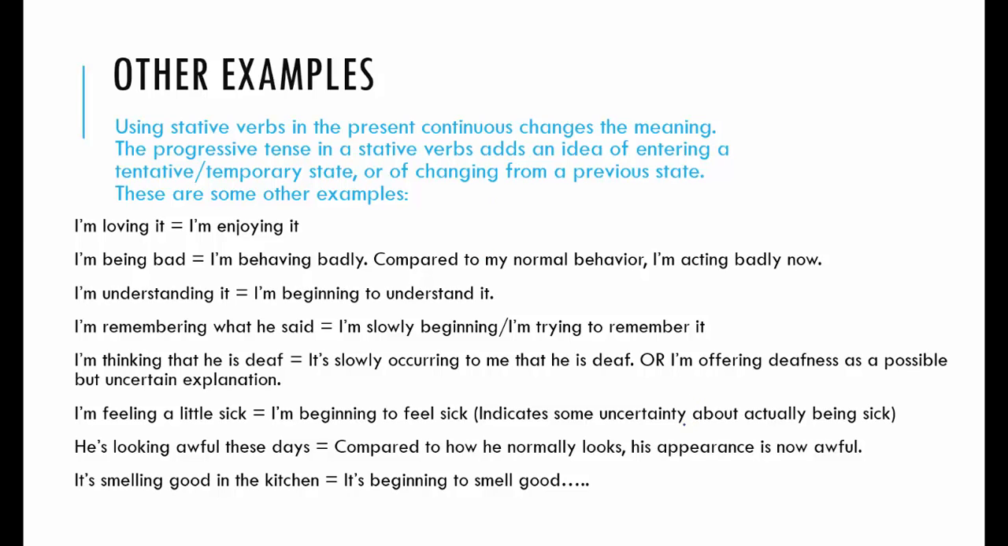When you use a stative verb in the continuous tense, and you can't use all of them, but when you do, or when you try to, it means that the state is temporary. You're changing it. So here's some other examples. So I'm loving it. I talked about this earlier. I'm loving it. This is from McDonald's. It really means I'm enjoying it.